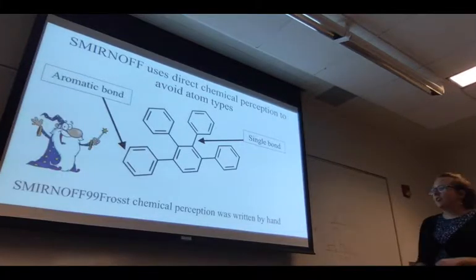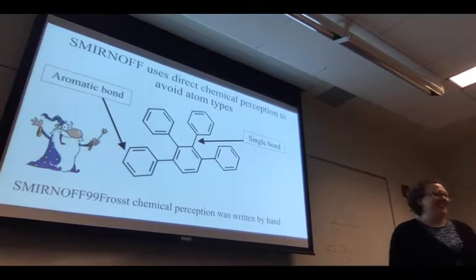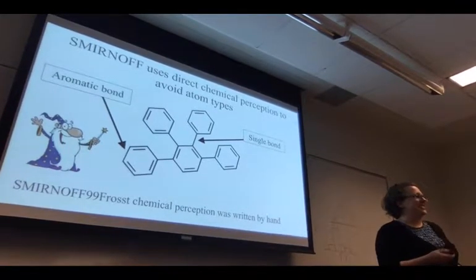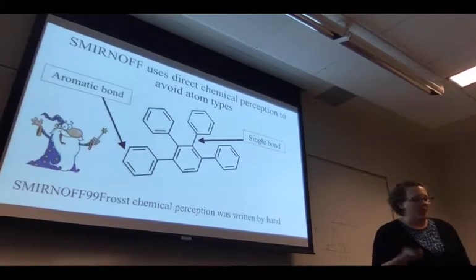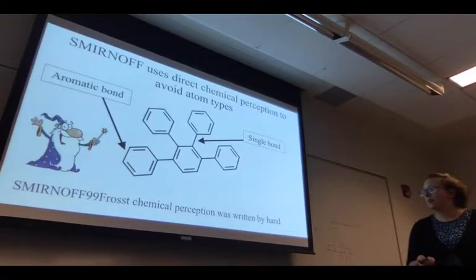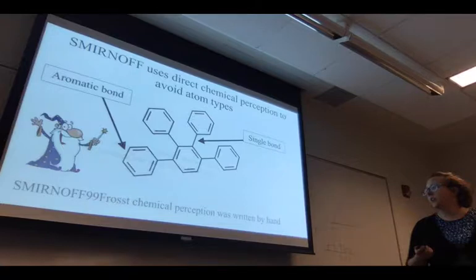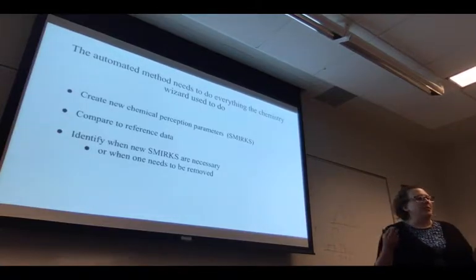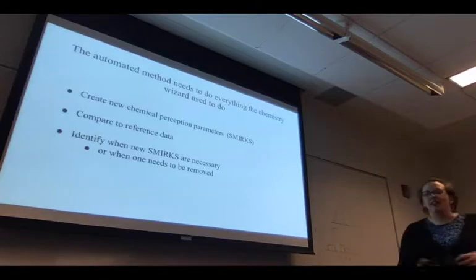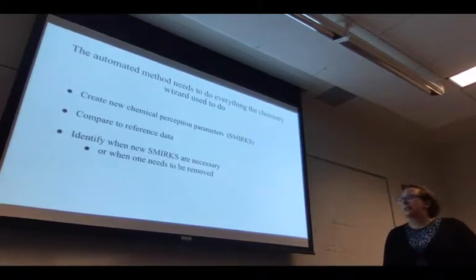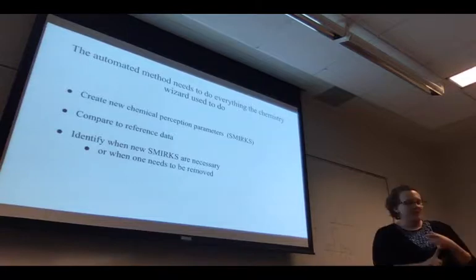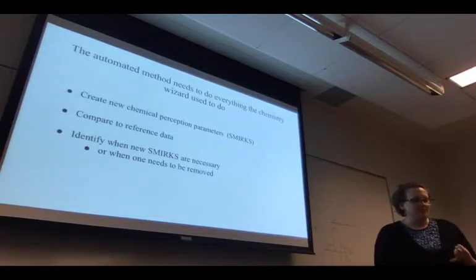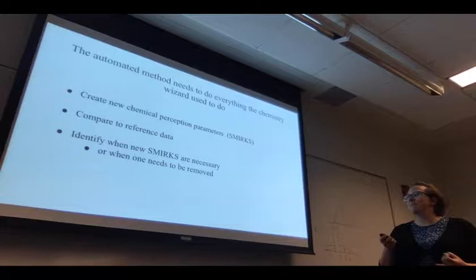However, SMIRNOFF99Frosst still had a wizard, and maybe a mini wizard, since I've made a lot of changes since Chris wrote the initial one. So we want to move away from writing SMIRKS patterns by hand. This is basically the process you want to follow: we want to do the same thing the wizard was doing by hand, but have the computer learn that process instead. So it needs to be able to create new SMIRKS patterns. Sounds easy, but it was a fairly complicated first step.